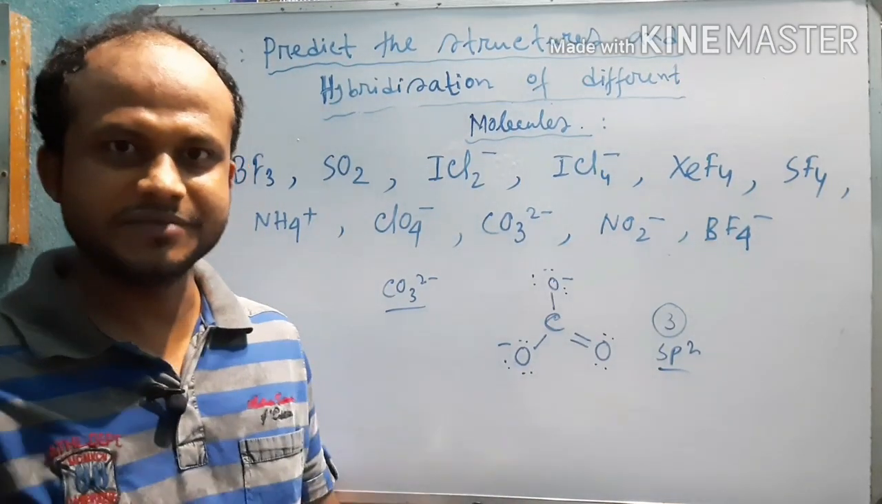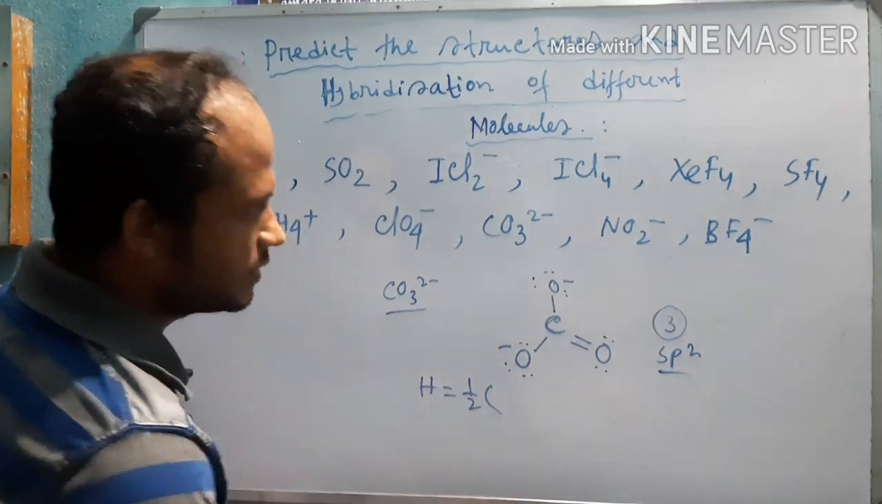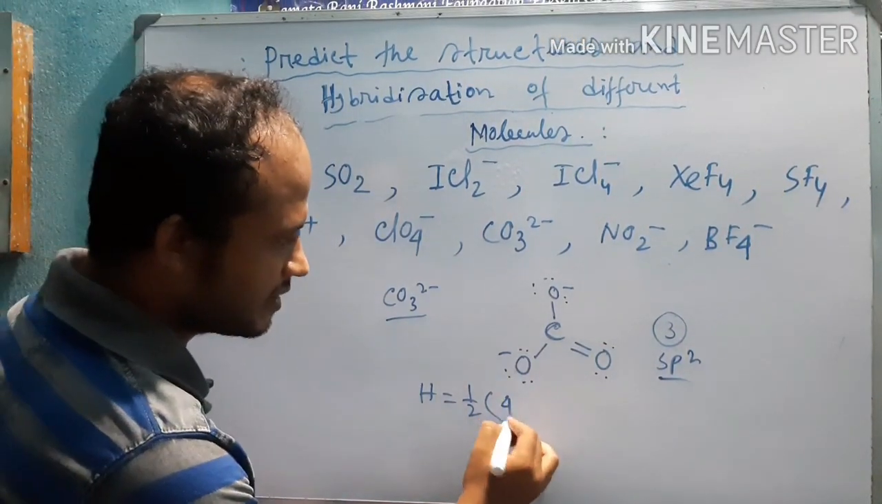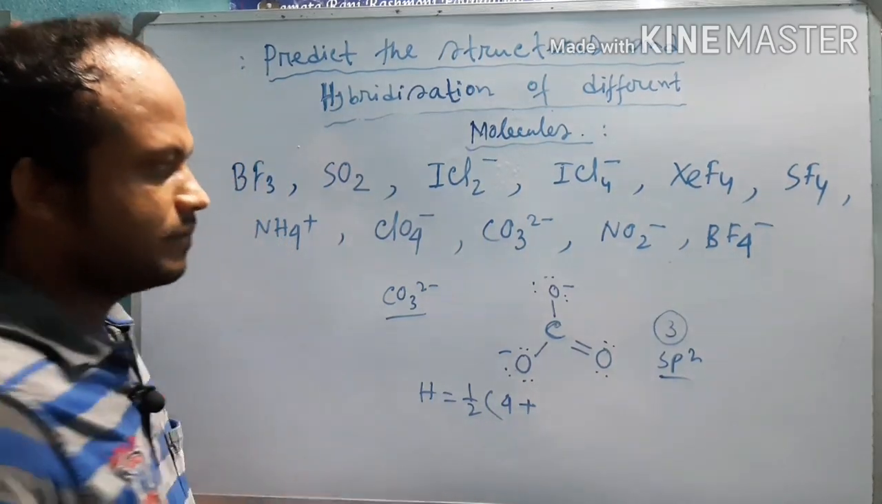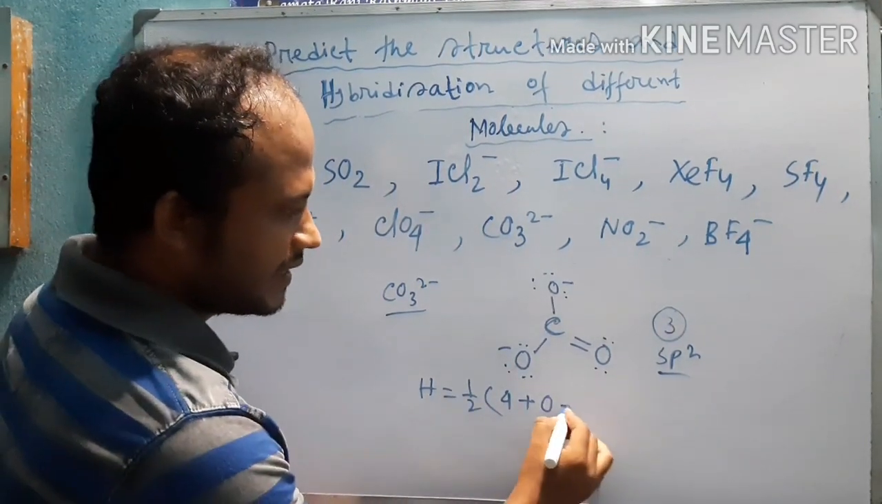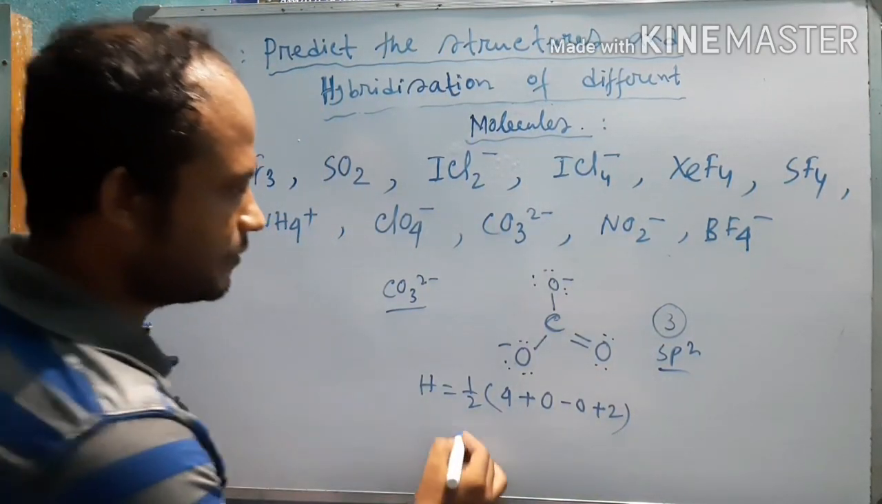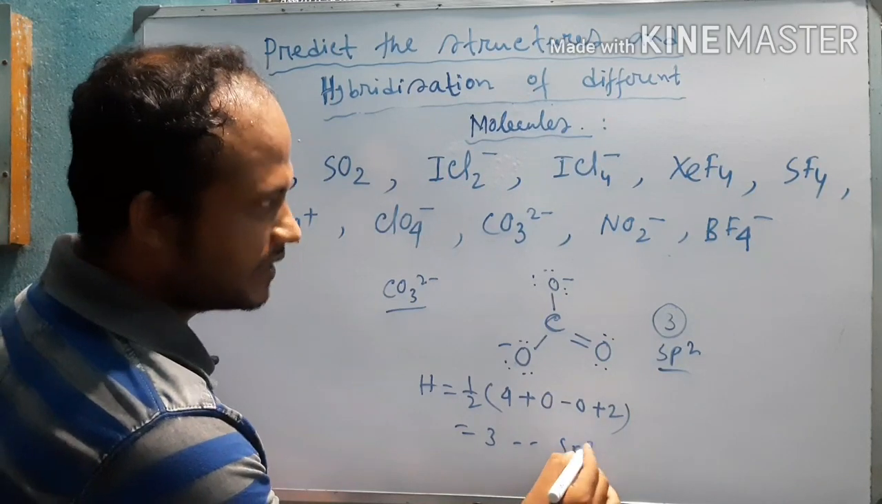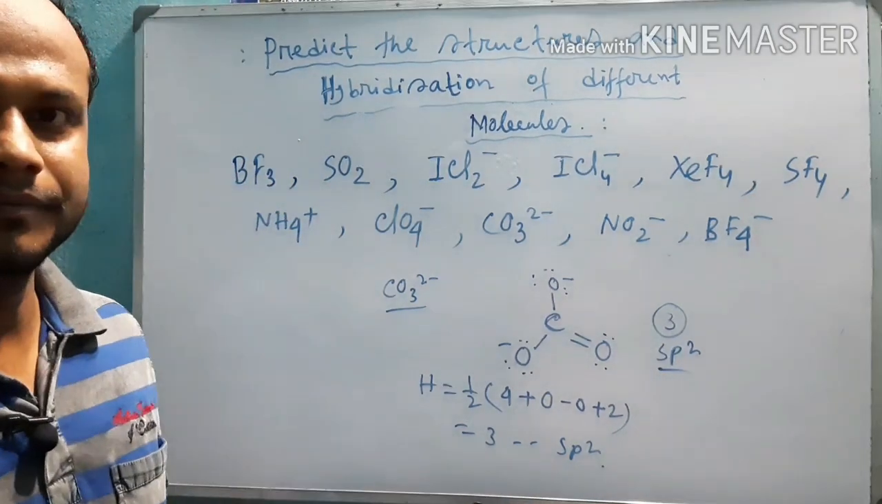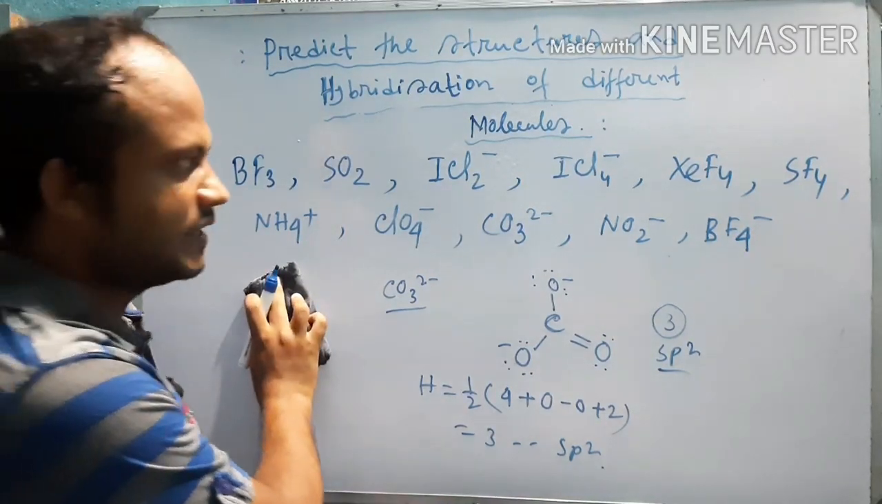Clear? sp2. If we calculate using the formula H, the valence electron number of carbon is 4, plus monovalent atoms, that is 0, cation, that is 0, anion, that is 2. 4 plus 2 is 6, by 2 equals 3, so sp2. Okay, clear?